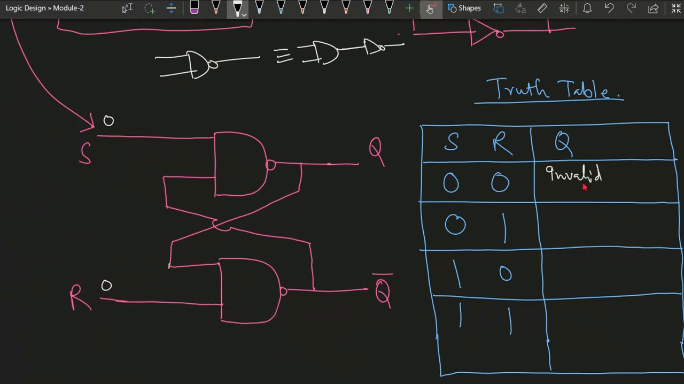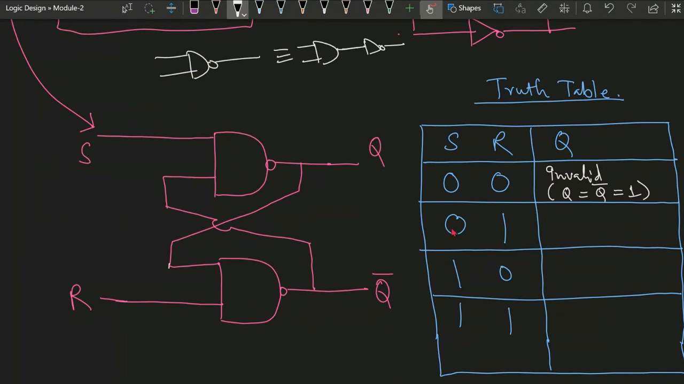The output will be invalid. Invalid in the sense that Q and Q bar both are coming out to be the same, that is 1. That's why it is an invalid output. So in case of SR latch, if we are putting 0 0 as an input, the output will be coming out to be an invalid output.